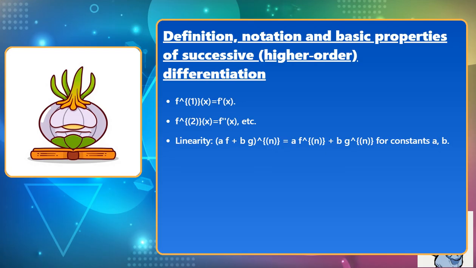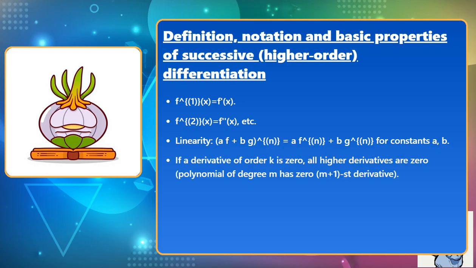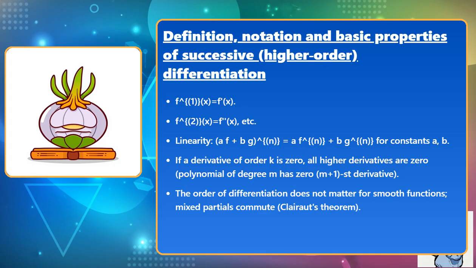Linearity: (a f plus b g) superscript n equals a f superscript n plus b g superscript n, for constants a, b. If a derivative of order k is 0, all higher derivatives are 0. A polynomial of degree m has 0 as its m plus 1 derivative. The order of differentiation does not matter for smooth functions; mixed partials commute, Clairaut's theorem.